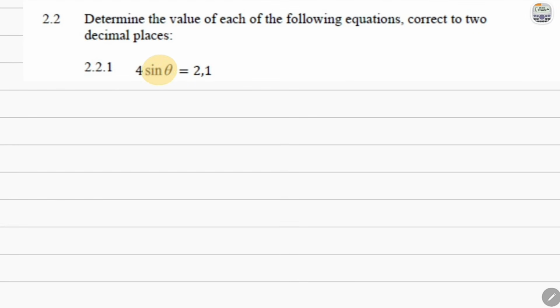And right now, we still have sine in front of theta. So you need to isolate sine theta. And we can do that by getting rid of the 4. The 4 is multiplying to sine theta. So to get rid of it, you divide by 4. But this is an equation, so you need to divide on both hand sides. So this is currently sine theta equals, and you can't find that in decimal form, but I'll just leave it as 2.1 over 4 for now.